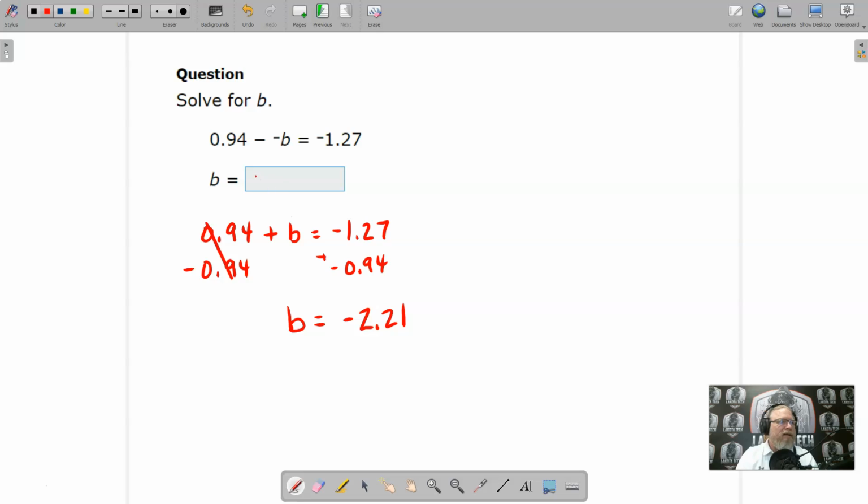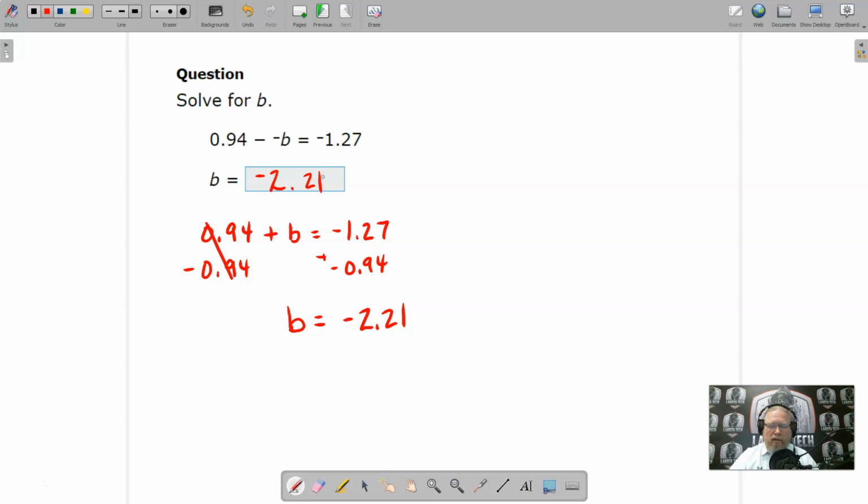That was like a one-step equation. I guess the first step was to do the minus a negative is the same as plus a positive. So I guess I kind of did 2 steps on that one there. But my final solution for this problem is negative 2.21.